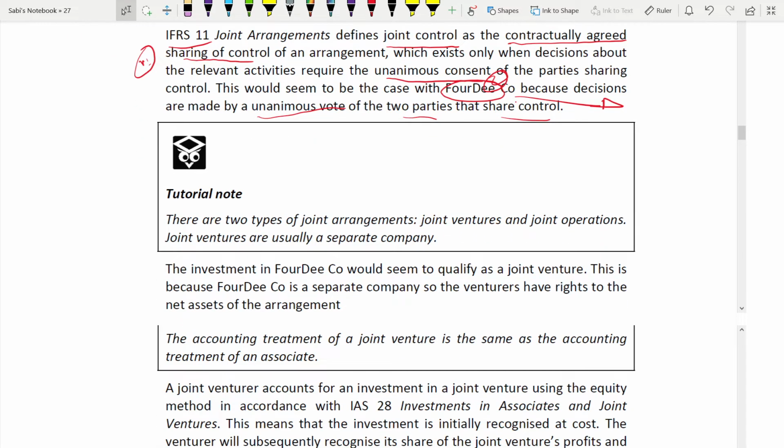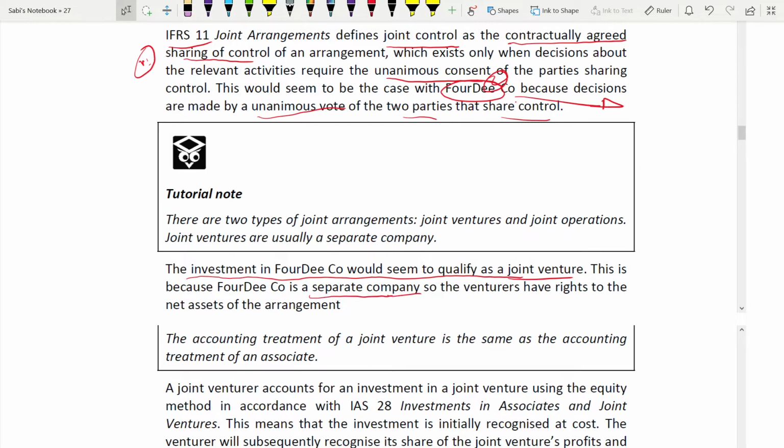Now second paragraph, joint operation or joint venture. What is it? Because joint arrangements are also of two types. The investment in 4D, write it clearly, would seem to qualify as a joint venture. Don't just say it's a joint venture. Give reasons. It's like you are giving a point, and a reason. Point, reason, like that. This is because 4D is a separate company, isn't it?